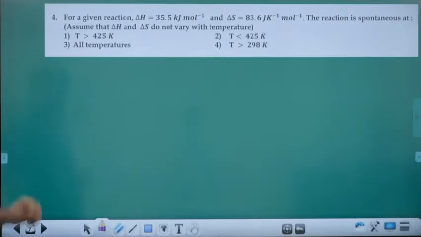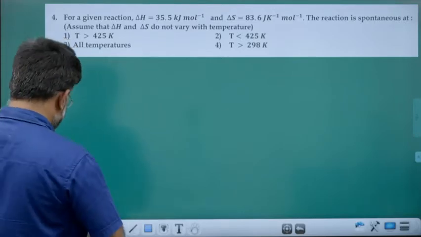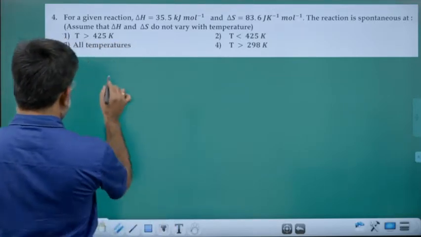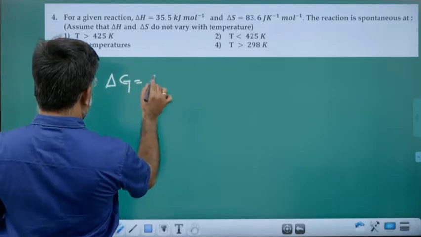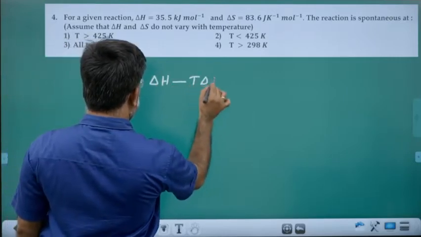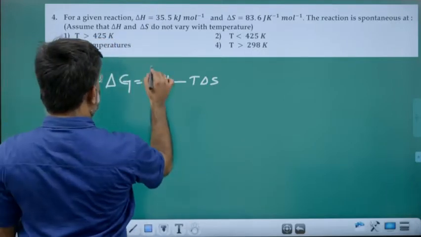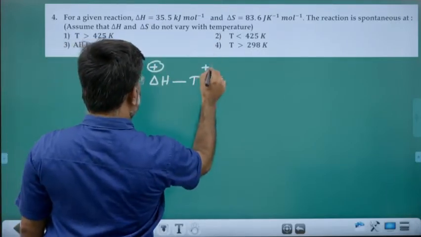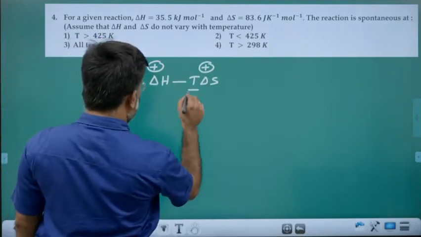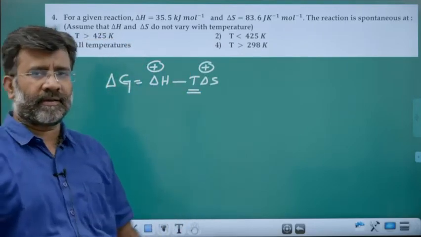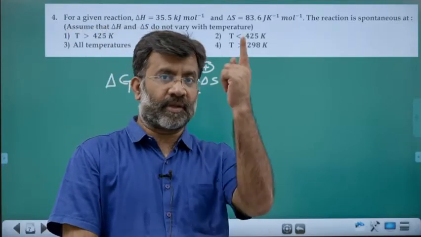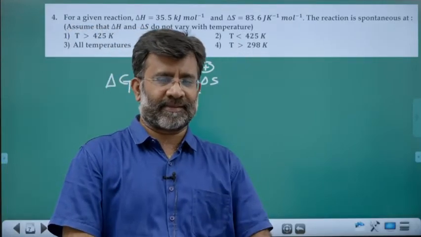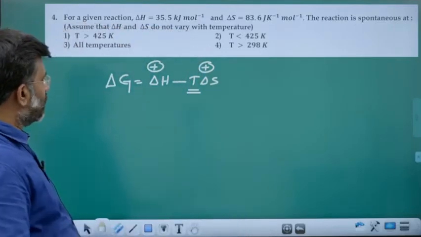Fourth question. For a given reaction, delta H given, delta S given, the reaction is spontaneous at. So what do we apply? Gibbs equation. Delta G is equal to delta H minus T delta S. Delta H is positive, delta S is positive. So you can see at a higher temperature from the equilibrium point, it will be spontaneous. So at a higher temperature, the reaction is spontaneous.